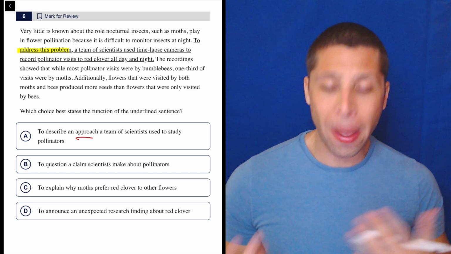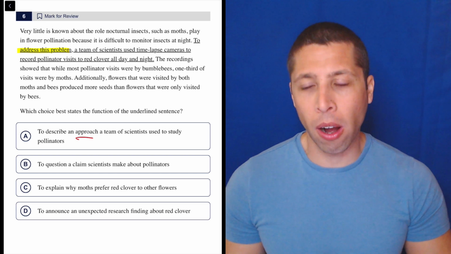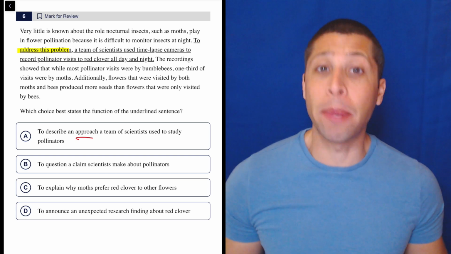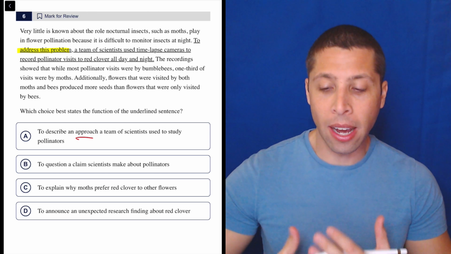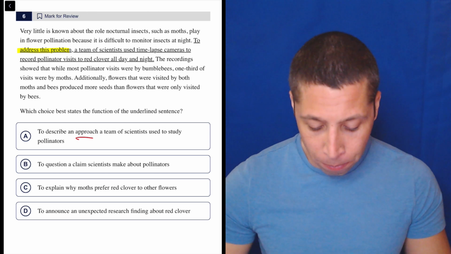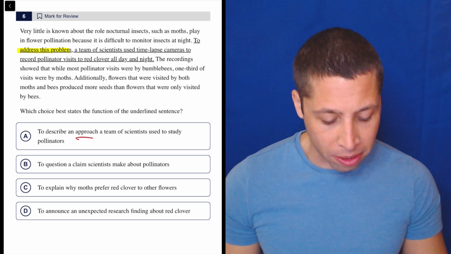So honestly, there's nothing about A that really jumps out as being wrong. It doesn't necessarily mean it's right. Maybe there's something I'm missing, but I can't eliminate this. It maybe doesn't match the idea of addressing a problem, but let's just see what else we've got and go from there. B, to question a claim scientists make about pollinators.